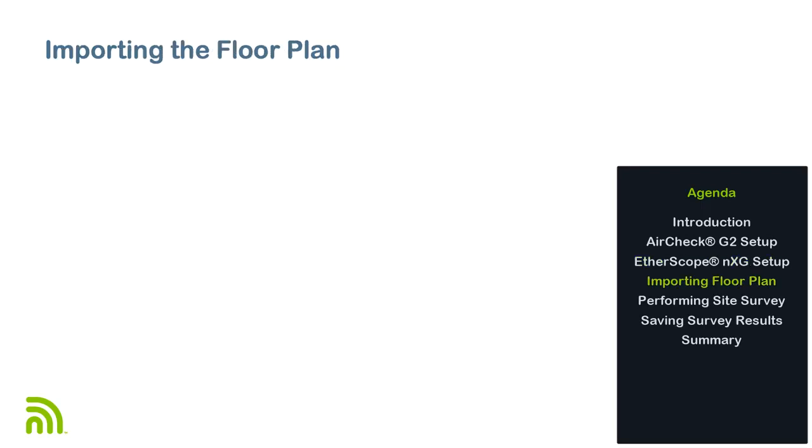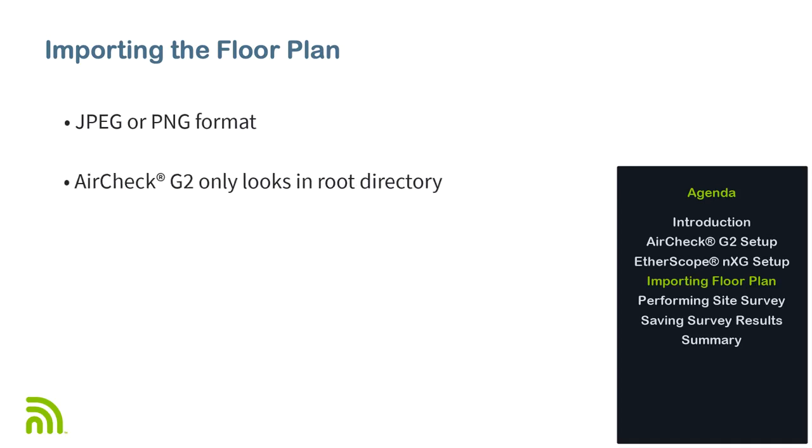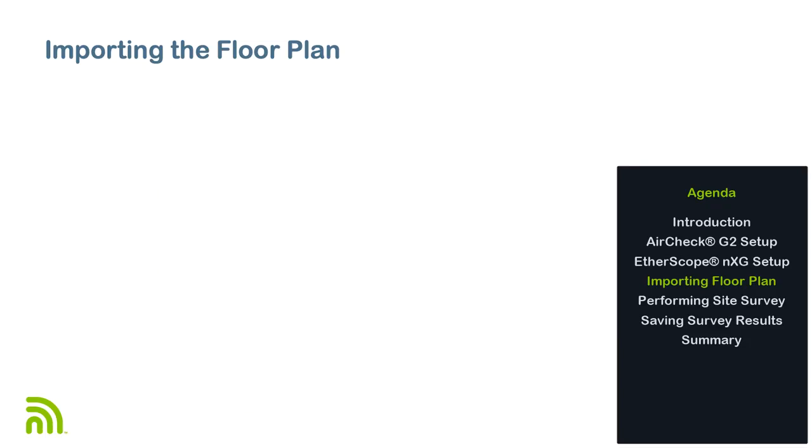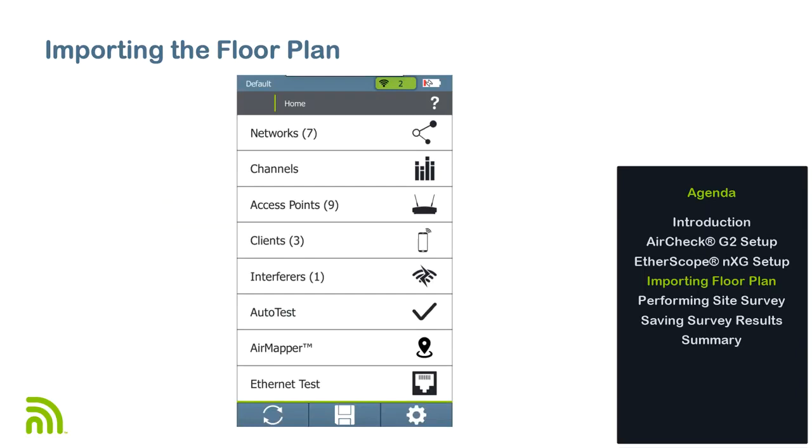Now I will copy my floor plan to a USB thumb drive. Remember, it needs to be in JPEG or PNG format. An important detail to keep in mind is that the AirCheck G2 will only look in the root directory of the USB thumb drive for floor plans. Be sure to copy the floor plan image to the root of the USB thumb drive. Do not save it inside a folder. After I've copied the file to the USB thumb drive, I can connect the drive to the AirCheck G2 or the EtherScope nXG. We'll start the process for the AirCheck G2.